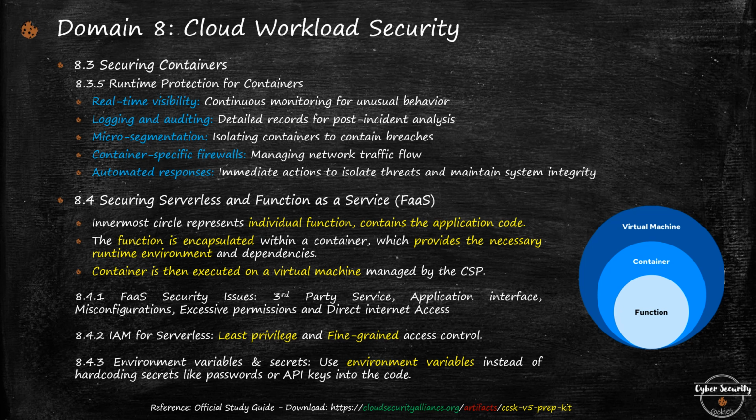Okay, so as we mentioned, the key issues you have are a third party service, and then your application interface, any kind of misconfiguration, excessive permission, direct internet access. I have seen a lot of people managing or creating functions which have direct access to the internet. No, you have to route it through a firewall, through a load balancer, maybe through a proxy, so that you don't have a direct internet access. Okay. Also, always try to have least privilege and fine grained access control for your functions. Don't just give admin rights so that the function can perform anything, that can be really lethal.